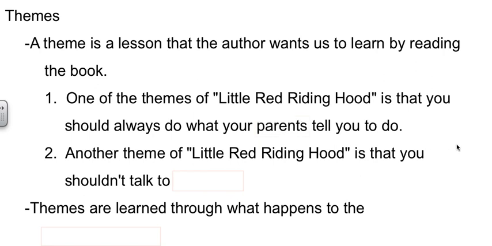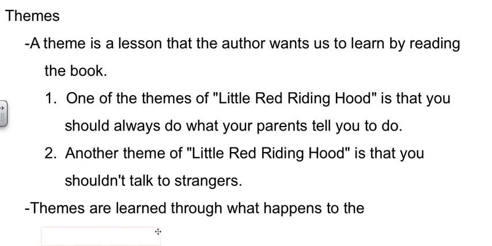Now, we get that theme because Little Red Riding Hood is told in the beginning, don't go off the path and don't talk to strangers. And when she goes off the path and talks to the wolf, she gets into trouble. So we learn the lesson that we should do what our parents tell us to do. Another theme of Little Red Riding Hood is that you shouldn't talk to strangers. And we learn that when Red talks to the wolf and, of course, gets eaten because of it.